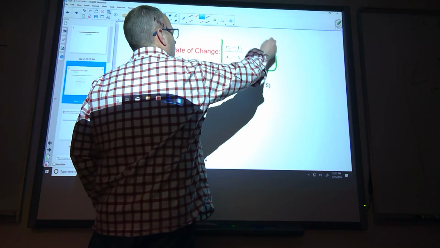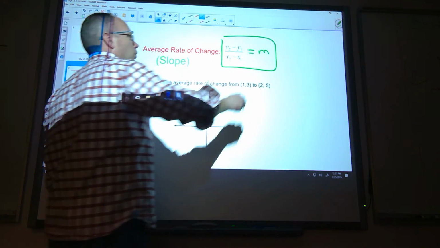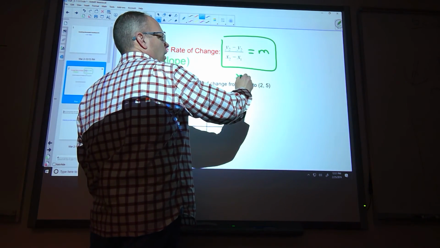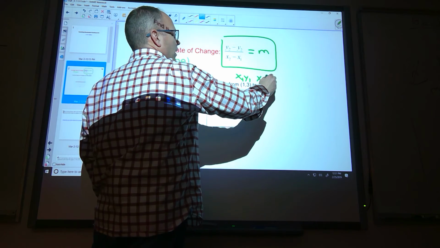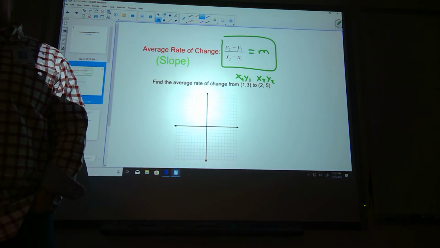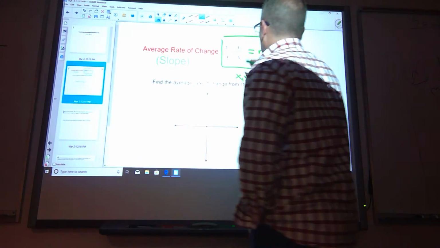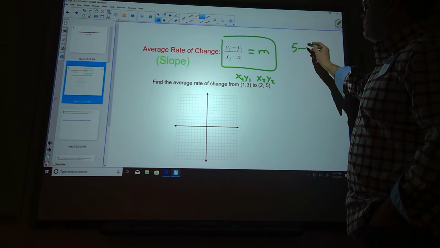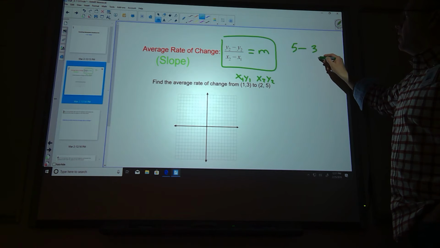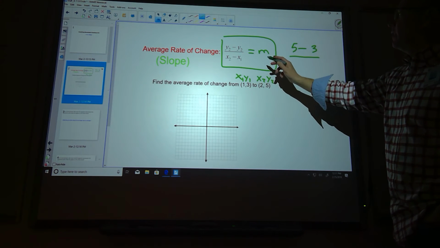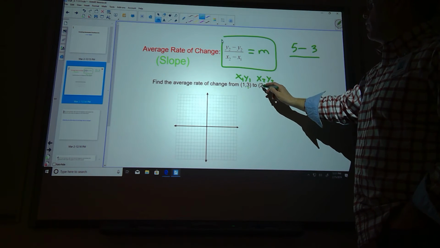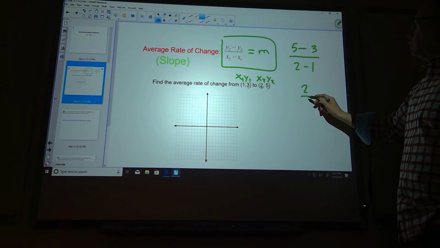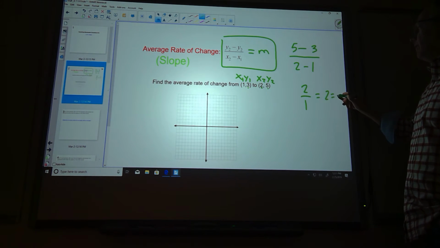Doesn't this look like the slope equation here? Usually it says m equals. But then we have to remember we label x1, y1, x2, y2. It doesn't matter the order you do. Just don't mix x1 and y2 together. And you plug those values in, and you get 5 minus 3 over 2 minus 1. And 5 minus 3 is 2. 2 minus 1 is 1. So I get a slope of 2.